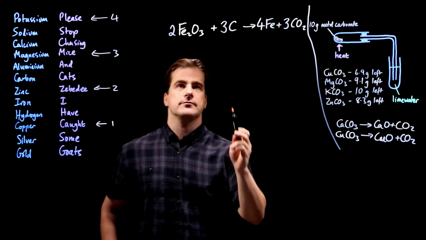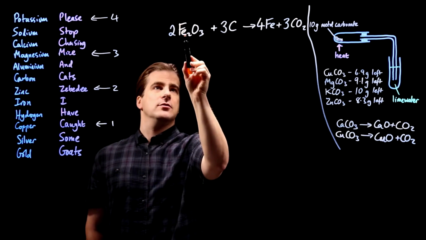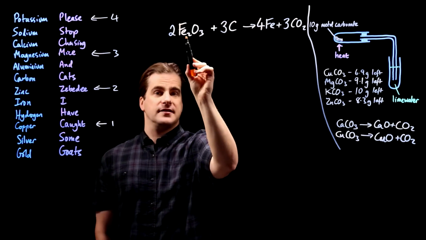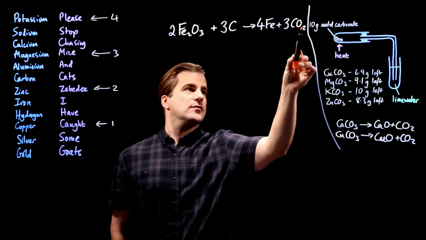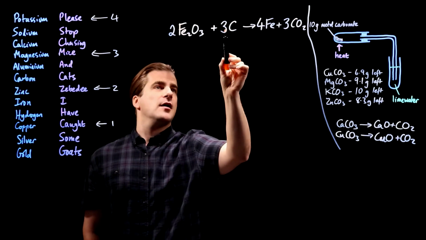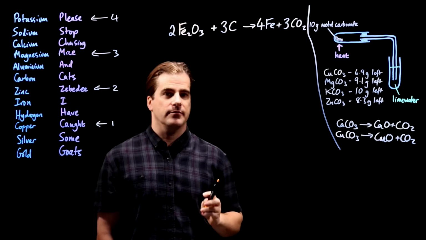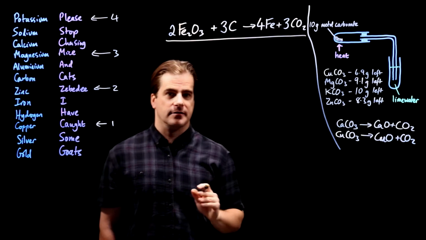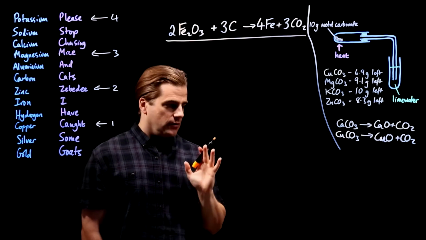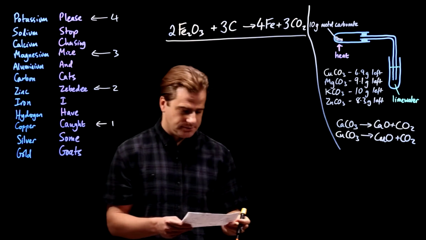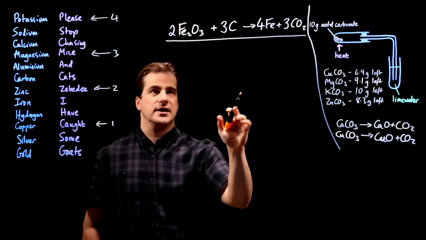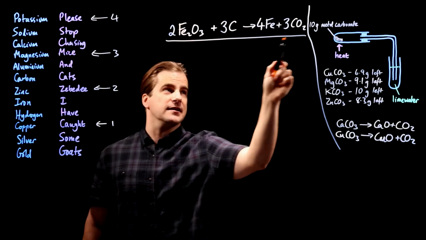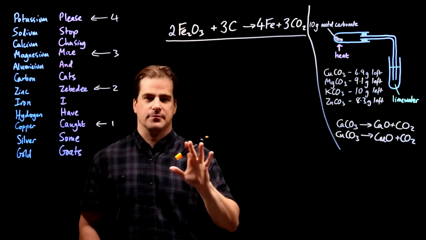Let's check. Irons, 2 times 2, 4 on the left, 4 on the right. Good. Oxygens, 2 times 3, 6 on the left, 3 times 2, 6 on the right. Good. Carbons, 3 on the left, 3 on the right. Okay, so that's it. That's the equation balanced. Good. Next question. By the way, when balancing equations, you're only allowed to add big numbers at the beginning. You're not allowed to interfere with the little numbers. Okay? Anyway, moving on.